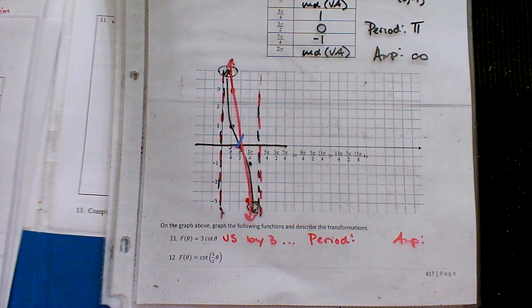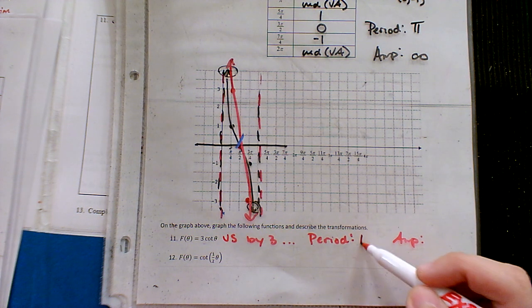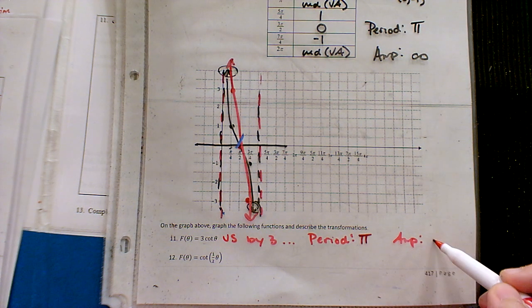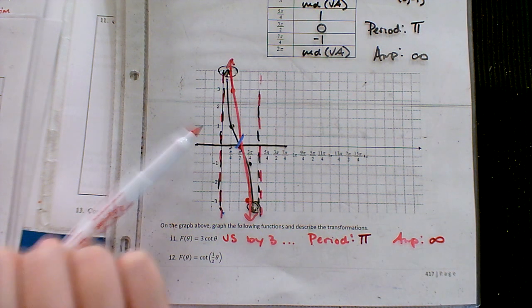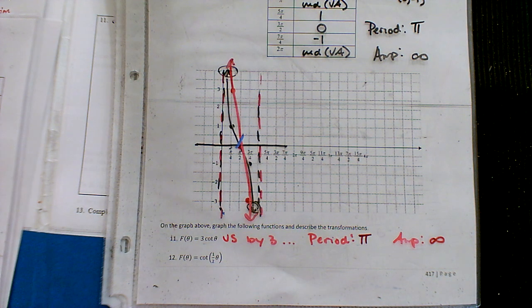What about period or amplitude of our red graph? The period will still be pi and the amplitude will still be infinity. Okay, so notice how we didn't change how wide the cycle was. The asymptotes stay where they were, so the period's still pi.